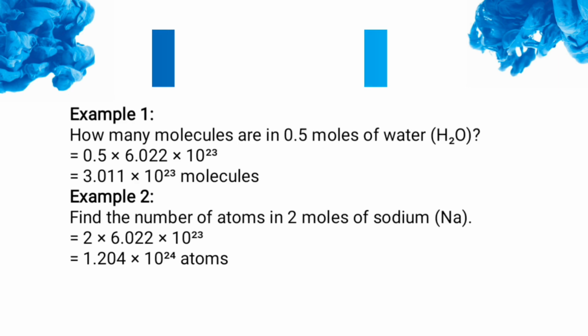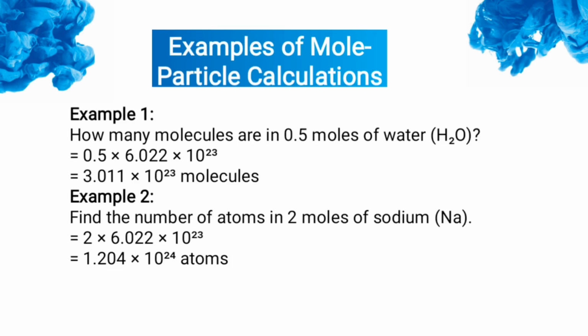Now, examples of mole particle calculations. Example number 1: how many molecules are in 0.5 moles of water H2O? So, it is equal to 0.5 multiplied by 6.022 multiplied by 10 raised to the power 23, which gives 3.011 multiplied by 10 raised to the power 23 molecules.